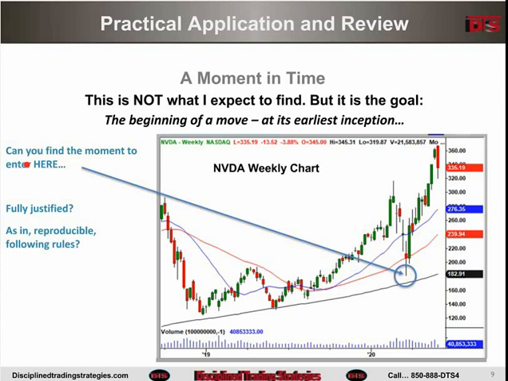So here's the question. Here's an NVIDIA weekly chart. This is the weekly chart. NVIDIA is one of the rare stocks that flew past the prior highs, very strong stock, went way up here. This is the low from the coronavirus dip, right?